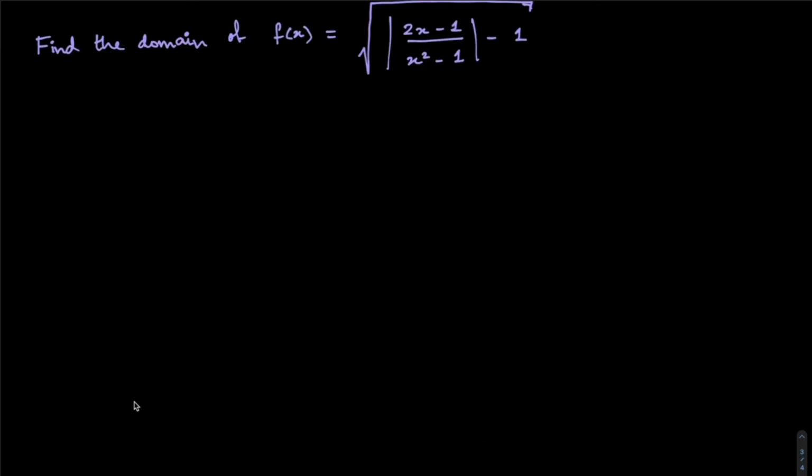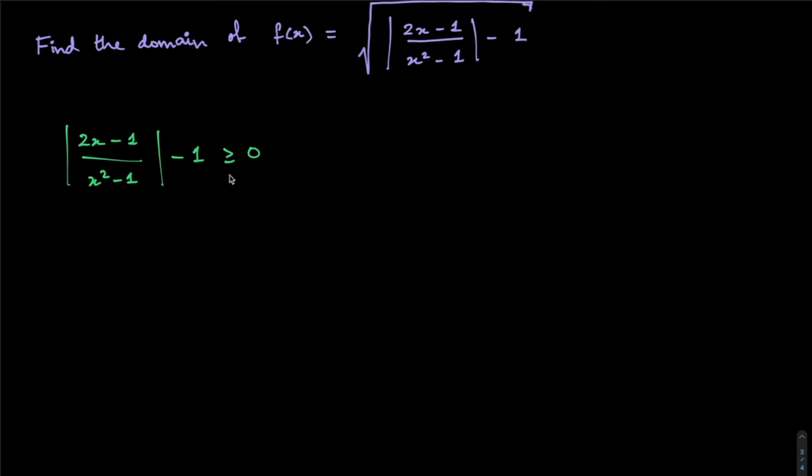All right, so this question is quite similar to the previous question. So we're going to start with the same part. We have to satisfy the conditions for the radical function first. So for that, let me change the color, I'll take green here. I'll say the modulus of 2x minus 1 upon x squared minus 1, minus 1 should be greater than or equal to 0.